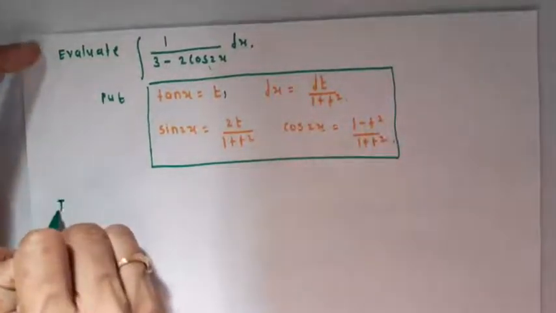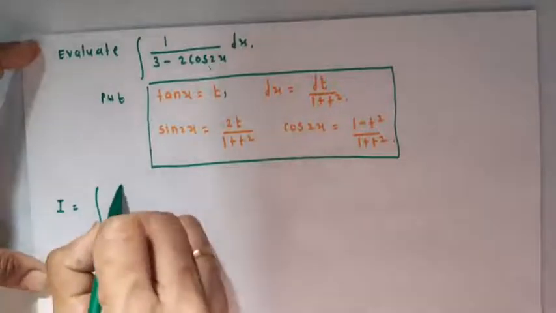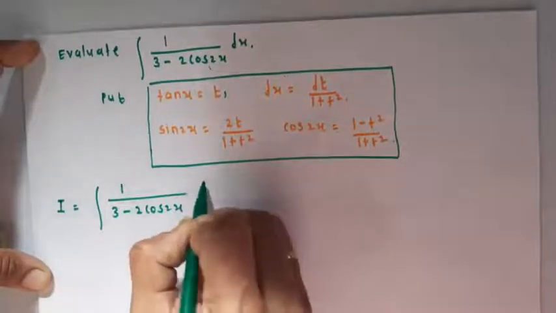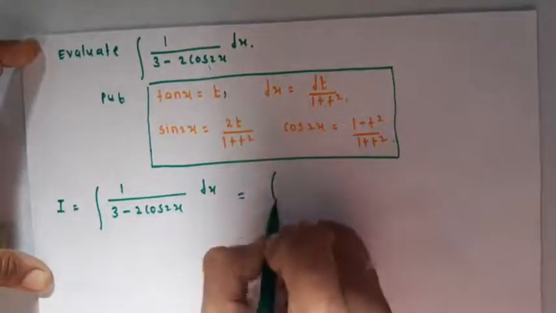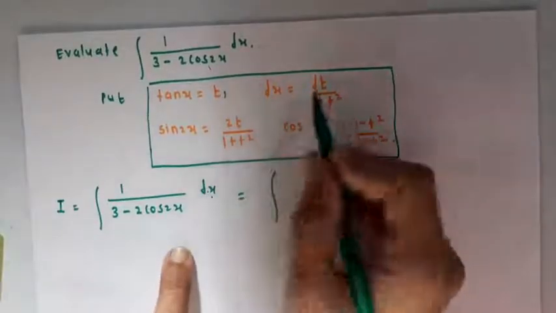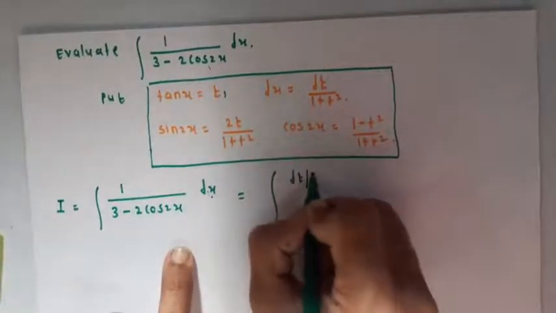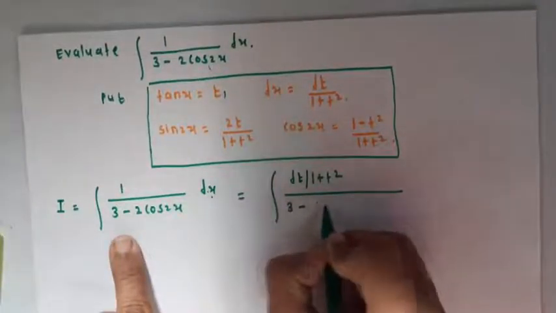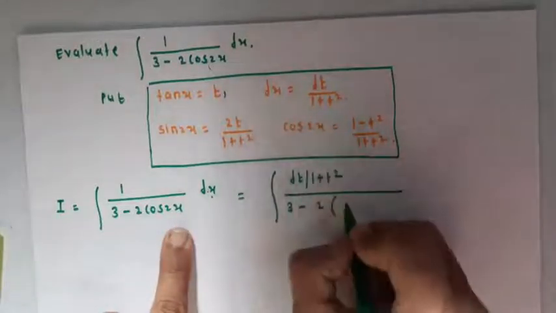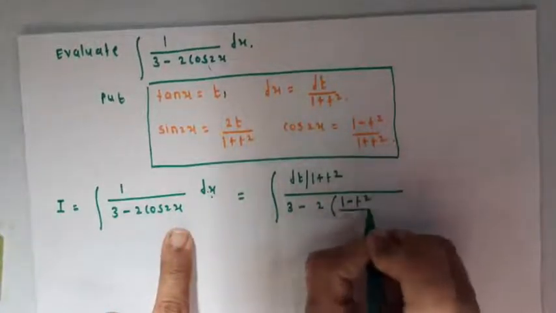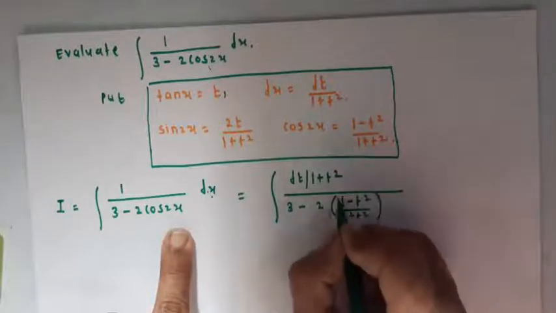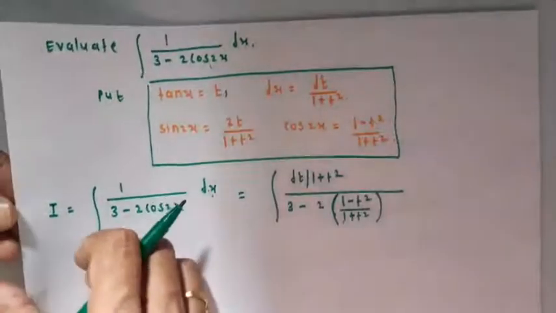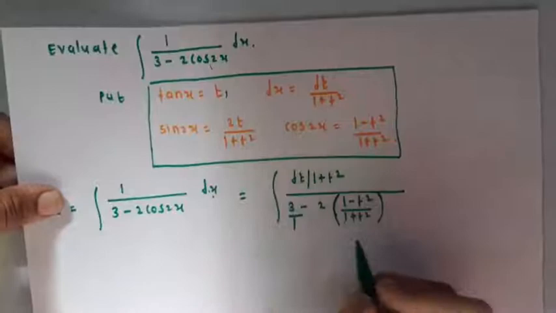And therefore now the integration becomes 1 upon 3 minus 2 cos of 2x with respect to x. So put the value of dx equal to dt upon 1 plus t square, divided by 3 minus 2 into the value of cos of 2x. Cos of 2x is 1 minus t square upon 1 plus t square. Okay, so at the denominator we have to find out the LCM.